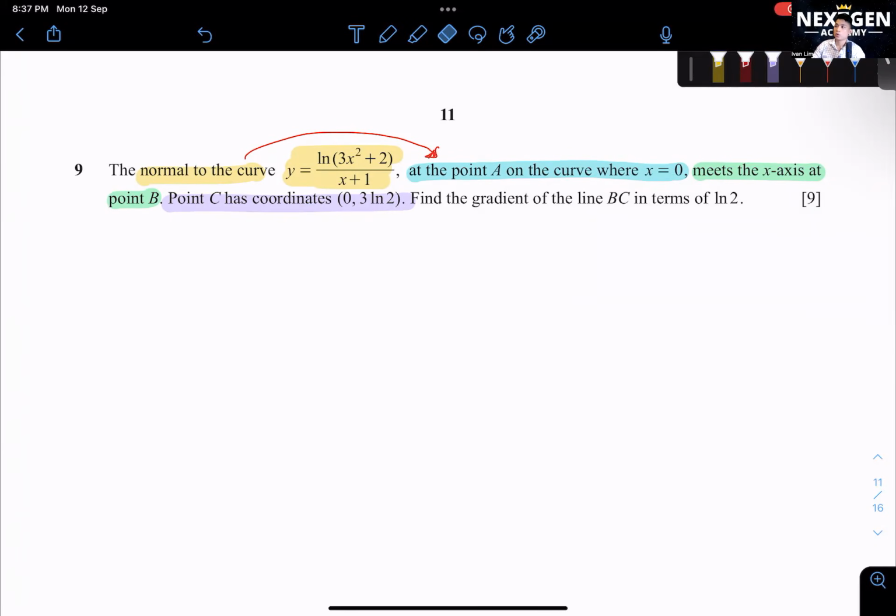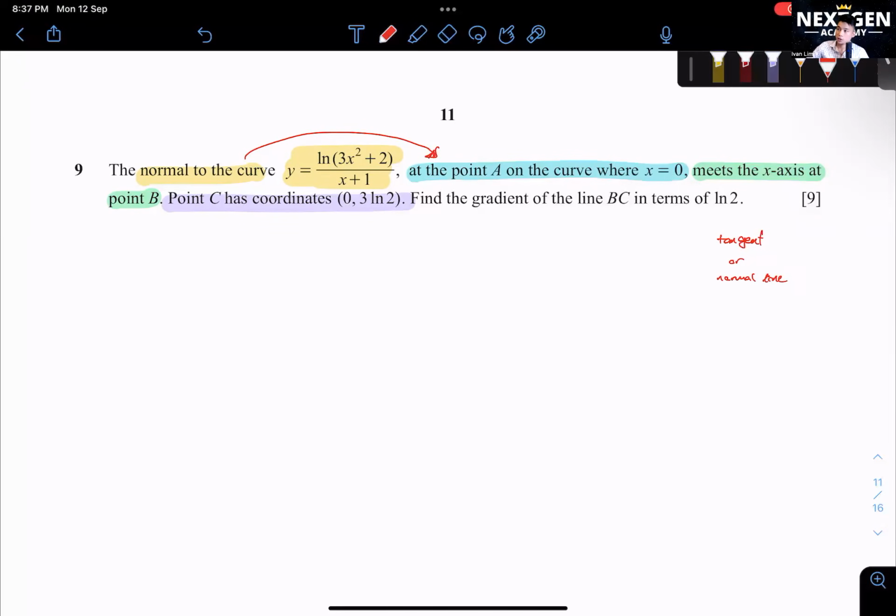When we do this kind of straight line equation, like the normal to the curve, they will normally ask you to find the tangent line or normal line. Tangent or normal line, what do you need to do? Go and find your y equals mx plus c.